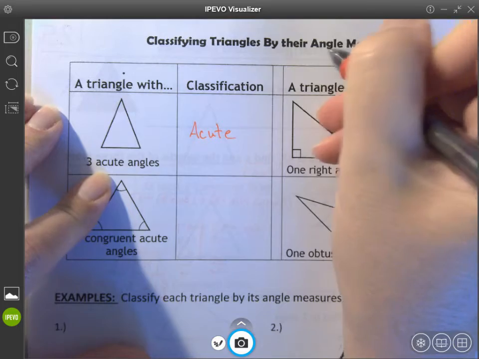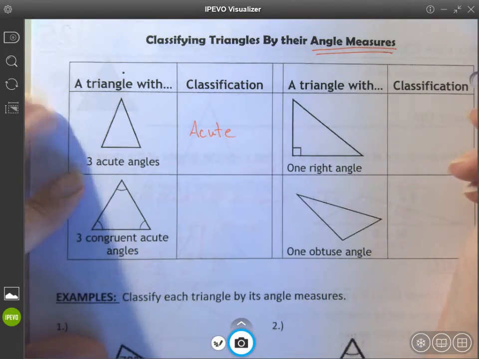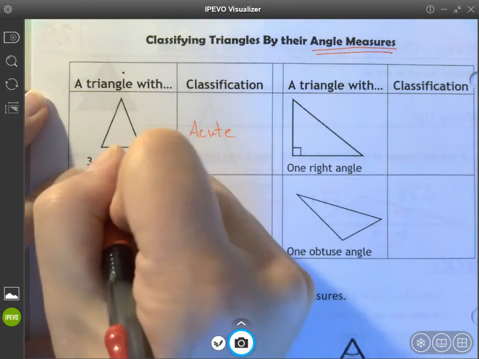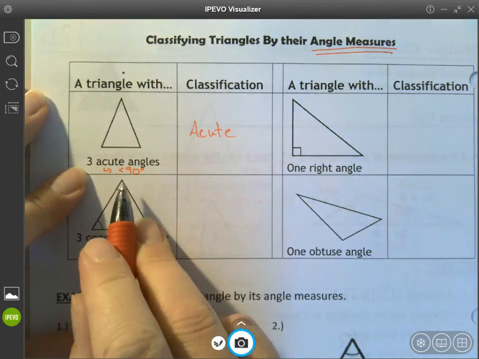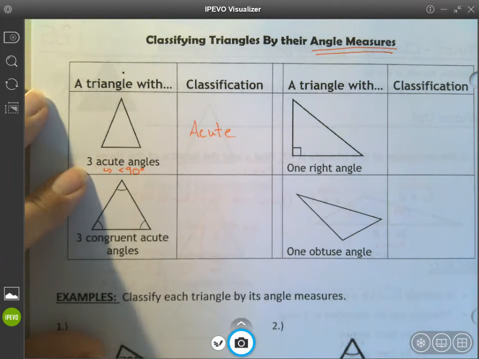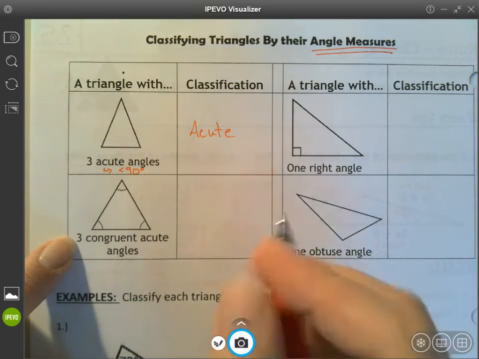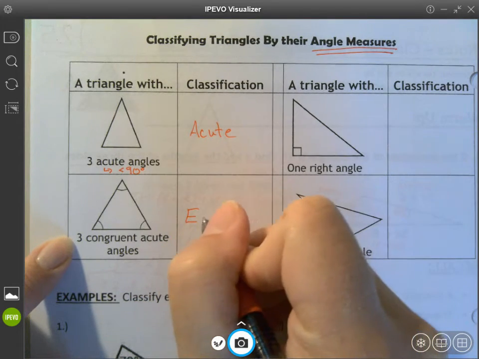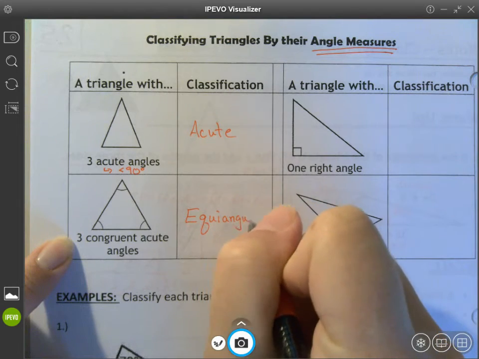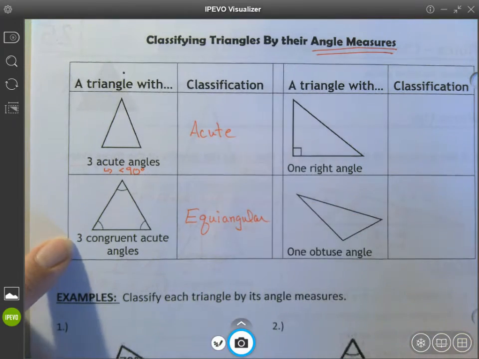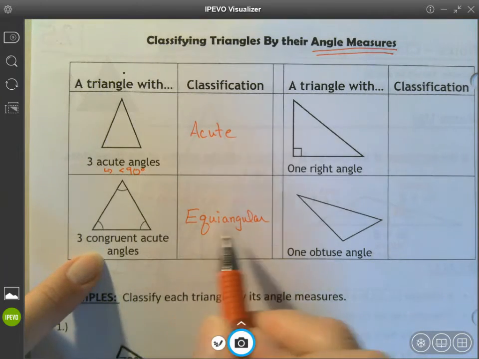We're classifying by angle measures, so you need to make sure you know the difference. What makes it acute? Three acute angles. Acute means less than 90 degrees, so make a little note of that. If you have three congruent acute angles, it's called equiangular. It looks like equi and then angular. I should be able to remember that because we have three congruent acute angles, equal angles.